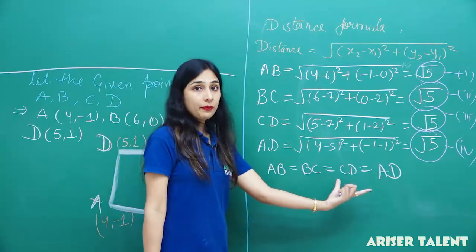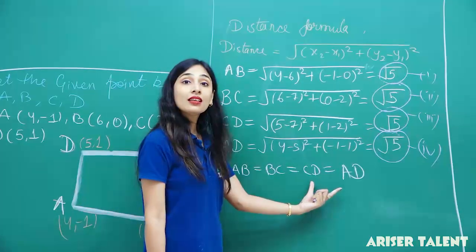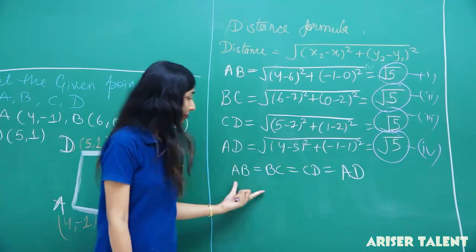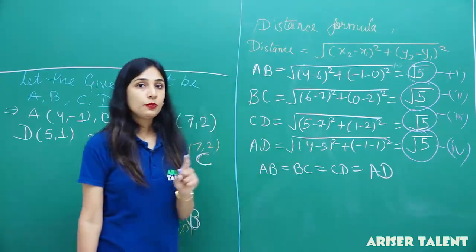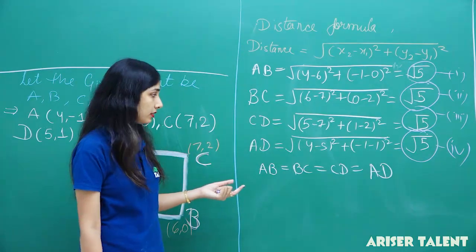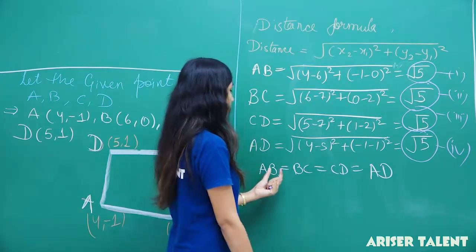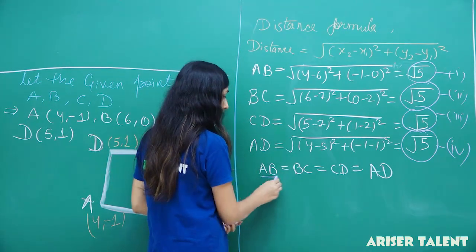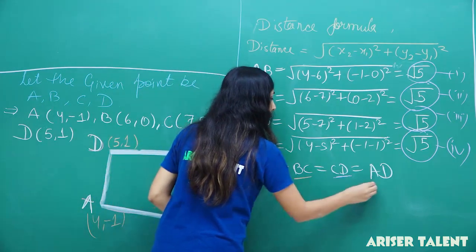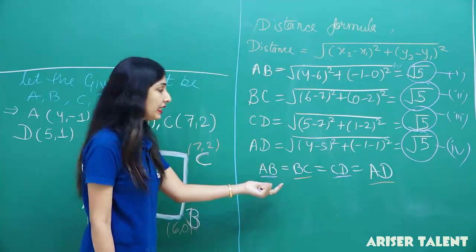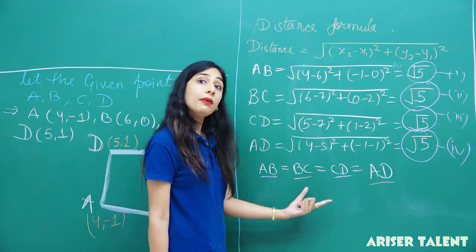Not only are the pairs equal, but all 4 sides are equal. That is possible only if it's a rhombus. These two, AB and CD, and BC and AD will be the equal line pairs, then we'll say that this is a parallelogram.